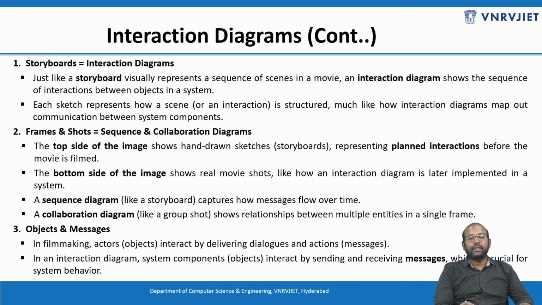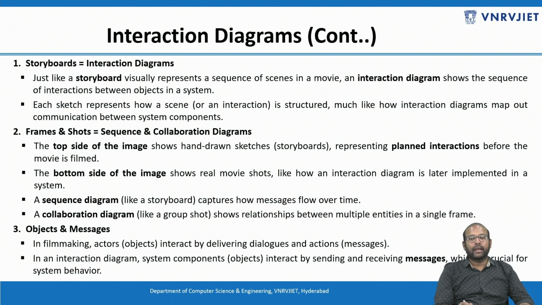So this sequence diagram, like a storyboard, captures how messages flow over time, and a collaboration diagram is like a group shot that shows the relationships between multiple entities in a single frame. Under the same frame, different persons have different emotions and dialogues, and that will be merged under a single scene. They capture differently, but later organize it together as a single shot. Likewise, they do it with the help of objects and messages. In filmmaking, actors are objects, and they interact by delivering dialogues and actions like messages.